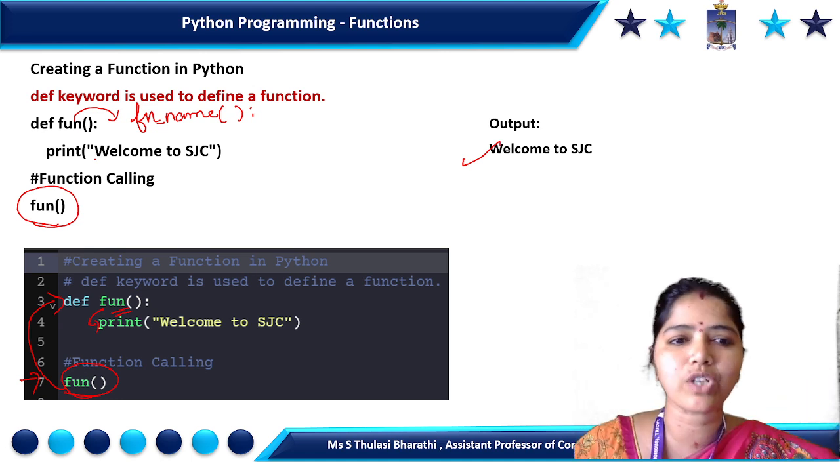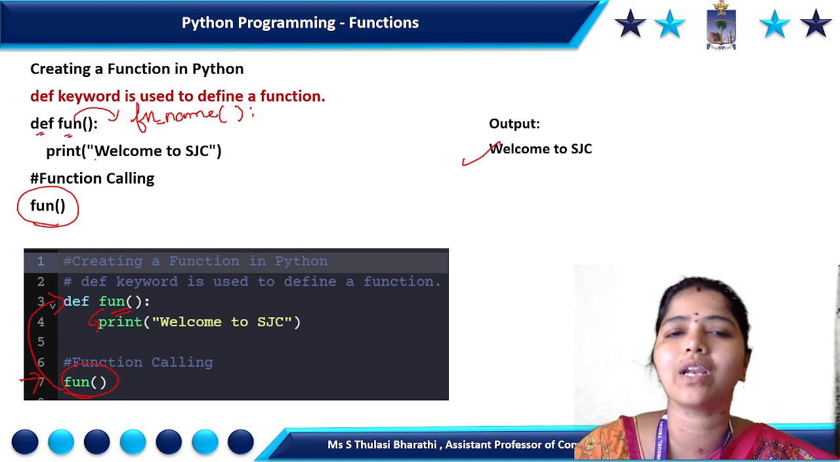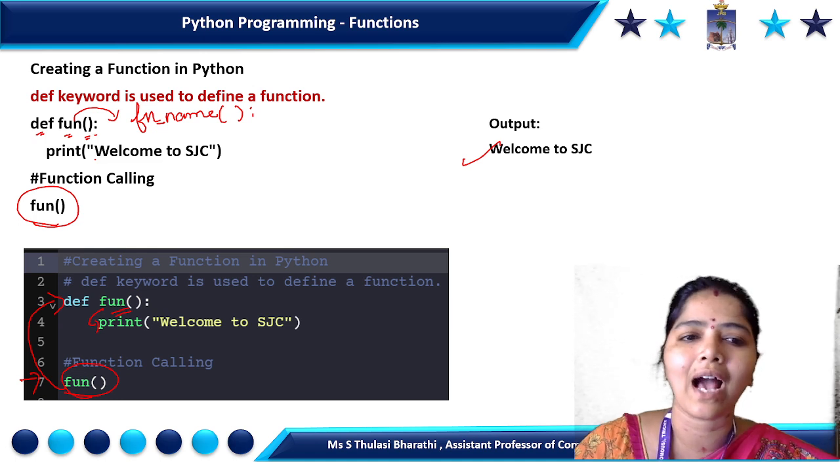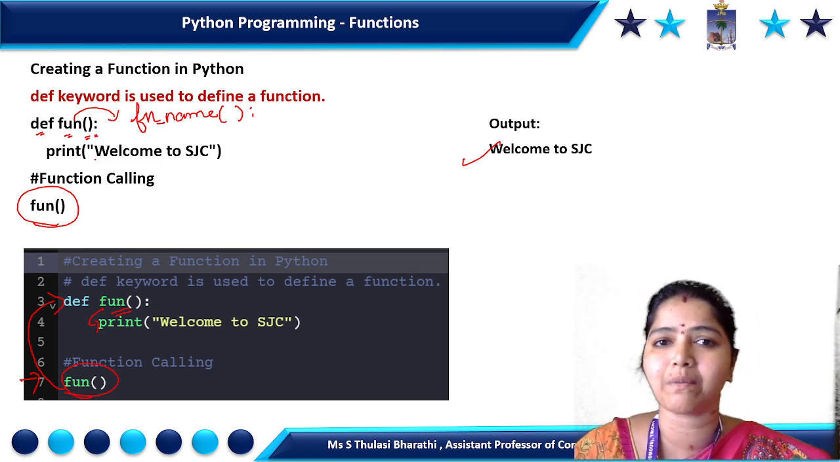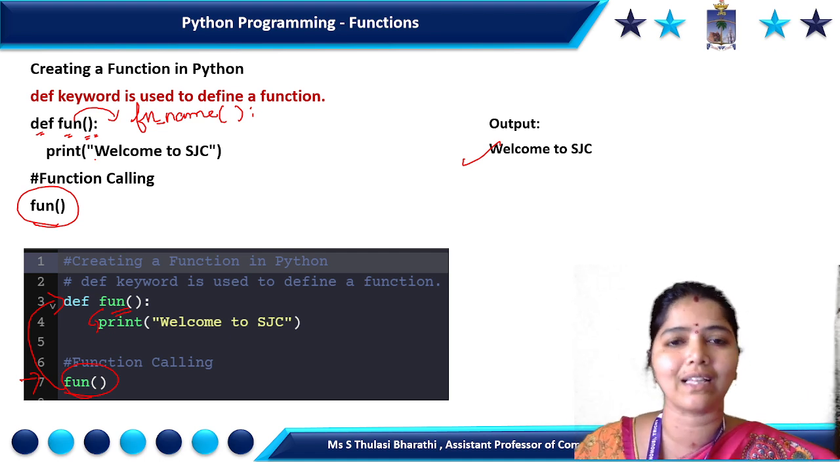Clear? So in a function we have a def keyword, the function name, parentheses, and a colon. And see, inside we have no arguments passed. The arguments also will be dealt with in the next module.